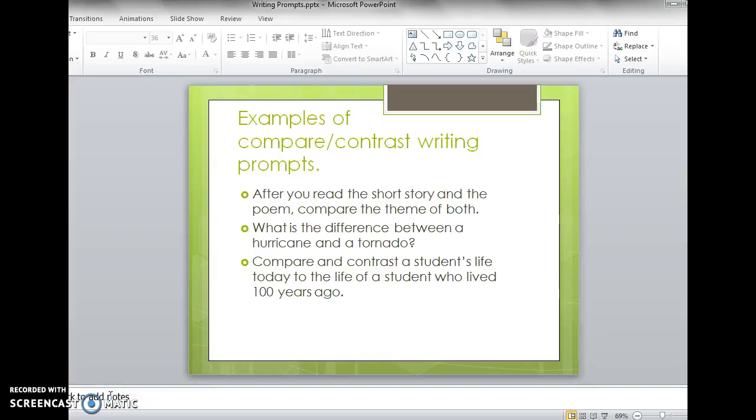Here are a few examples of some comparing and contrasting writing prompts. Take a moment to read them to yourself. The first one should look very familiar to you, as we just did this a few weeks ago.